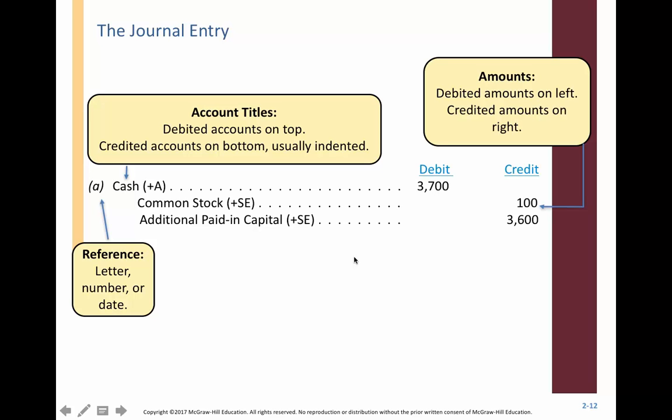This is a review of the format of a journal entry. You always start with your debit, followed by the credits. There's the name of the account. You don't need these pluses in here, but the name of the account. There's the debit to cash. There's a common stock account, the credit to common stock, additional paid-in capital. This is just showing you how this is supposed to be laid out.